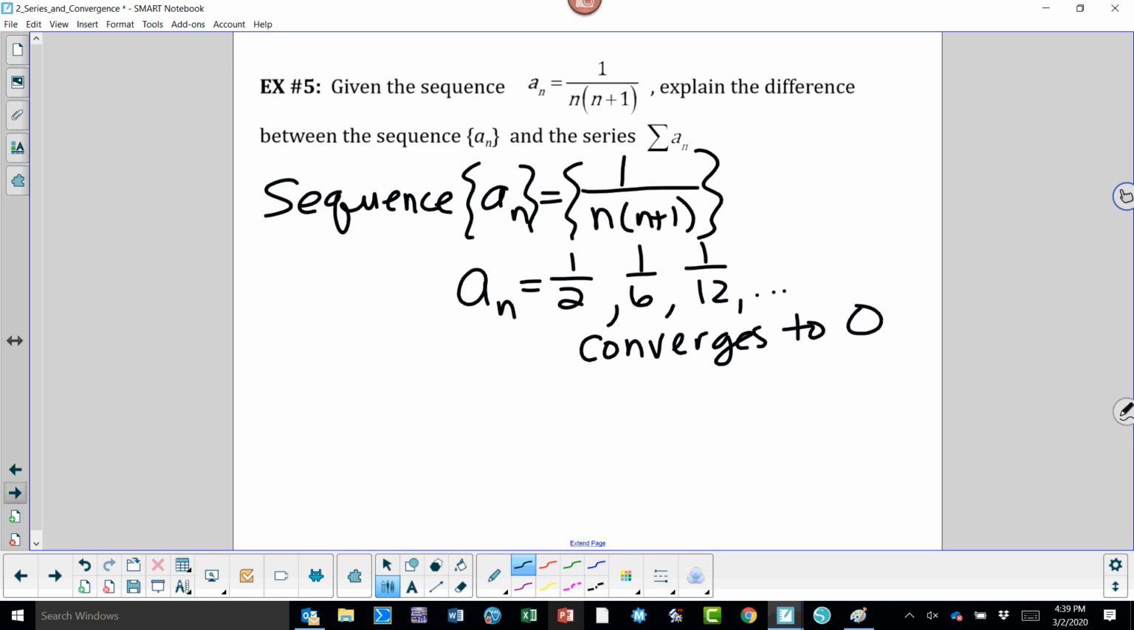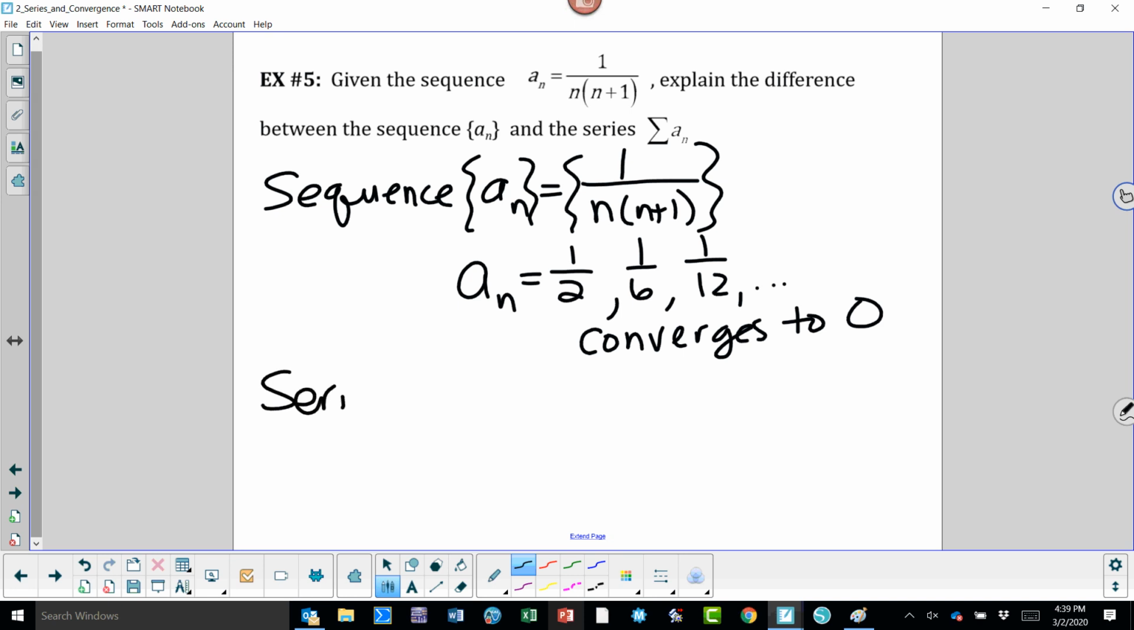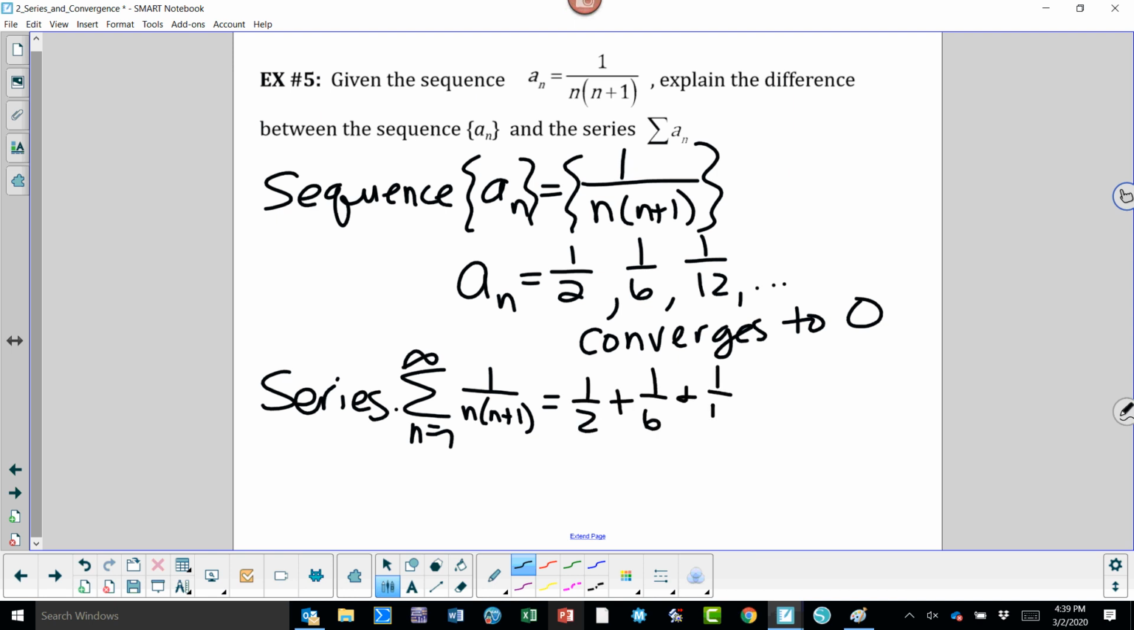Now, converging to 0 means if I just kept writing terms down over and over, I'd keep getting numbers that were closer and closer to 0. The series, however, is the sum of all of those things. So the series is going to be the sum from n equals 1 to infinity of 1 over n times n plus 1. And it's going to be 1/2 plus 1/6 plus 1/12 plus and so on, going to infinity. And we just determined that that answer is actually 1.